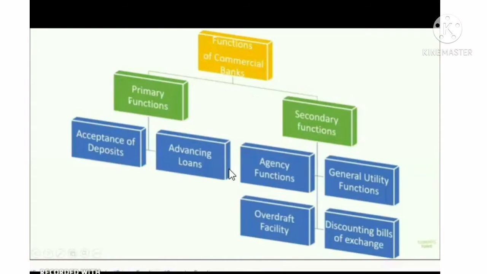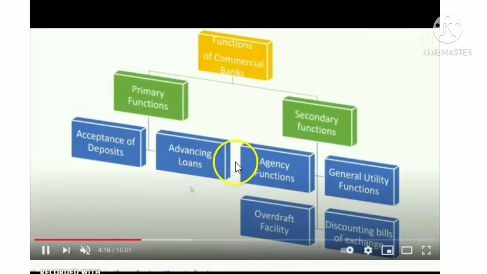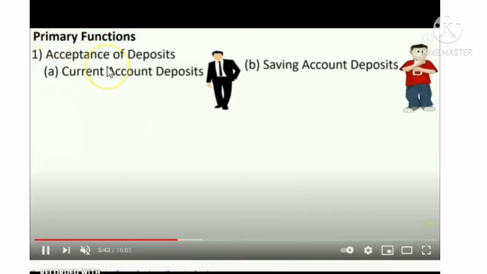Next we are going to see the primary function that we had seen earlier. It has been classified into two, that is acceptance of deposits and advancing loans. So that we will be seeing in detail. The first function is acceptance of deposits. Acceptance of deposits is classified into current account deposits and savings account deposits.